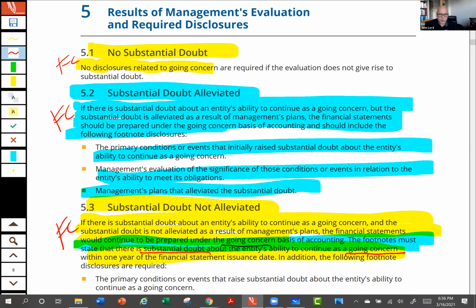Okay. So what happens? No substantial doubt, don't worry. Substantial doubt alleviated, go ahead and disclose, right? Substantial doubt not alleviated, disclose and call out that there's substantial doubt about the entity's ability to continue as a going concern. Those two phrases, substantial doubt and going concern.